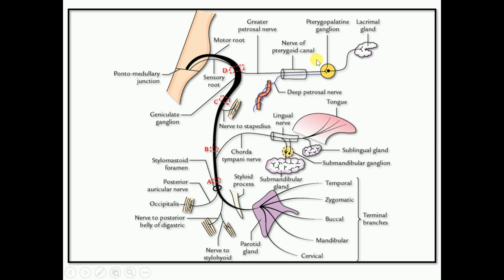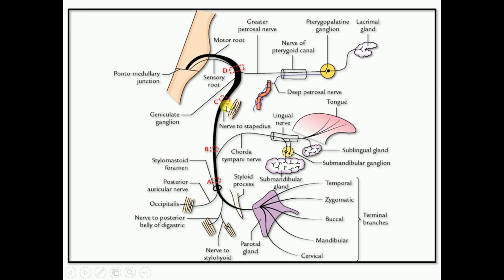And from the pterygopalatine ganglion, postganglionic fibers arise, and through the zygomatic nerve, it finally, via the lacrimal nerve, relays into the lacrimal gland. So it carries secretomotor fibers to the lacrimal gland as well as the mucous glands of the nasal cavity and palate.